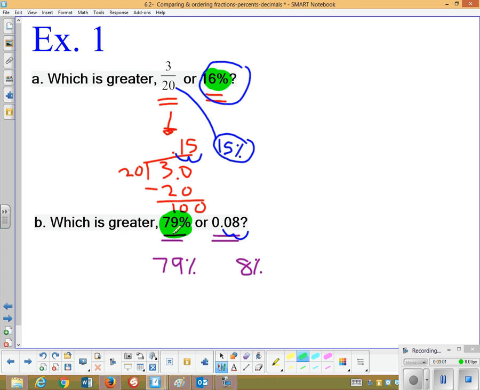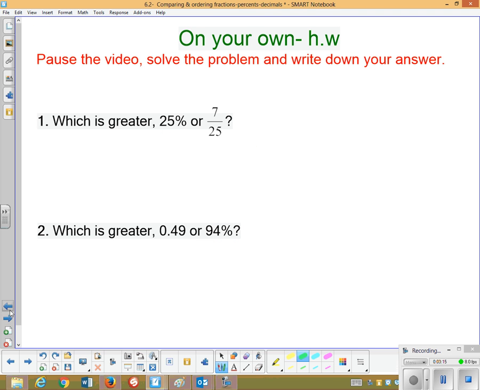So again, when you're comparing, you have to make sure they're the same kind of number. If not, you need to make it the same kind, whether you change it to a fraction, a percent, or a decimal. Go ahead now, take out a piece of paper and do problems 1 and 2 on your own. If you need more time, pause the video and then solve the problem.